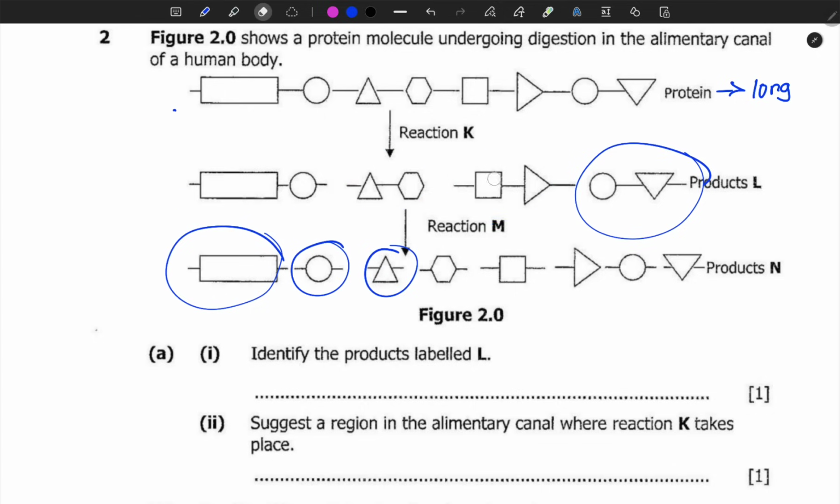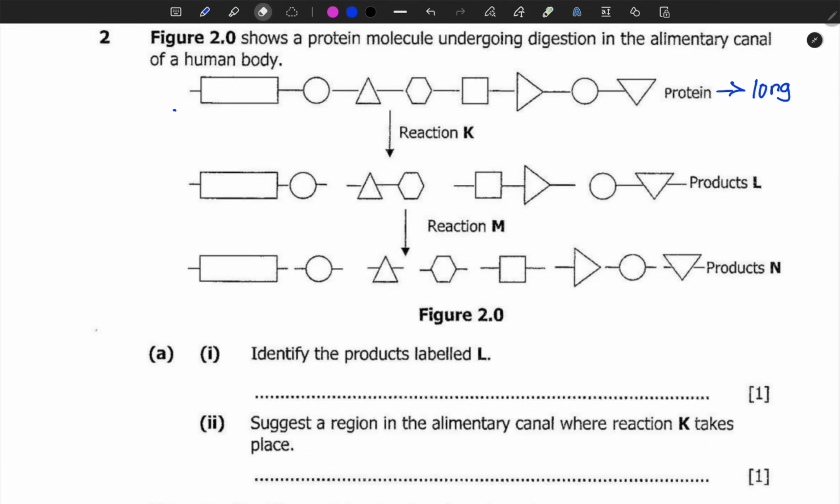Now, let's look at reaction M. Reaction M breaks the di kind of products L into mono kind of products N. When you look at proteins, proteins undergo digestion and give us the end products known as amino acids. So the amino acids are the smallest molecules that can easily be absorbed. Since these are proteins, the last part here are the amino acids, because we are looking at the end products.